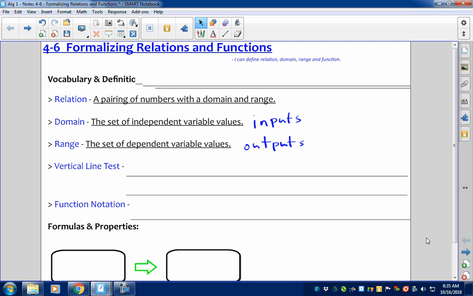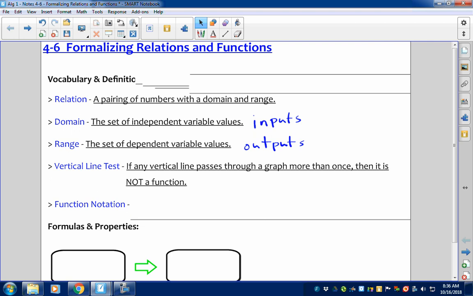There's a test that you can use to decide if a relation is actually a function. It's called the vertical line test. The vertical line test says if any vertical line passes through a graph more than once, then it is not a function. So it's a test to see if it is a function or not. And I'll show you an example of that test on a set of points or a relation later.